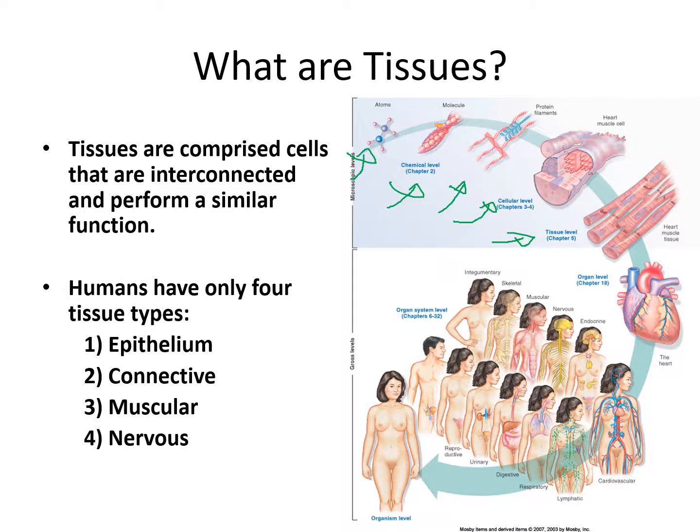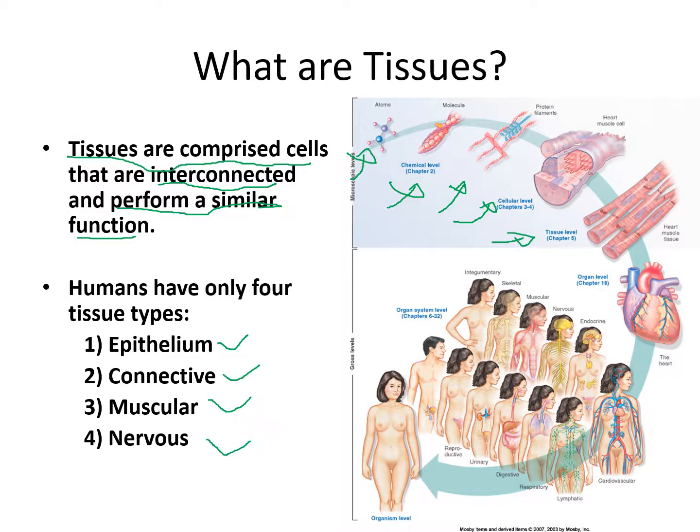Again, tissues are going to be comprised of cells, which we just talked about, and they're going to be interconnected, and they're going to perform a similar function. So they're going to be working together to perform a function for the body. And there are four types of tissues: epithelial tissue, connective tissue, muscular tissue, and nervous tissue.